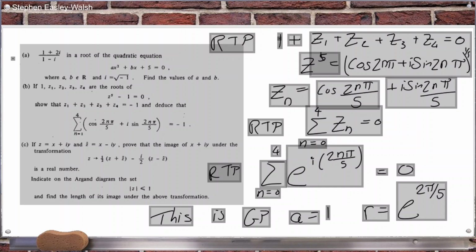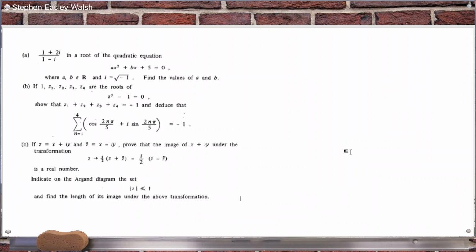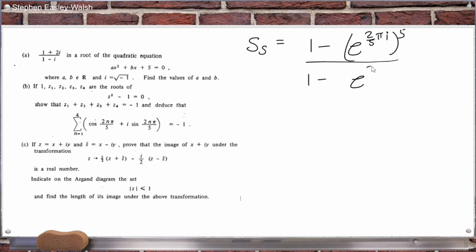Yeah, okay. I'm glad I went back because I forgot to mention the i. There's an i here as well. I forgot about that i. So it's 2/5 pi i. Okay, 2/5 pi i. So S5 is (1 minus e^(2/5 pi i) to the power 5) over (1 minus e^(2/5 pi i)).